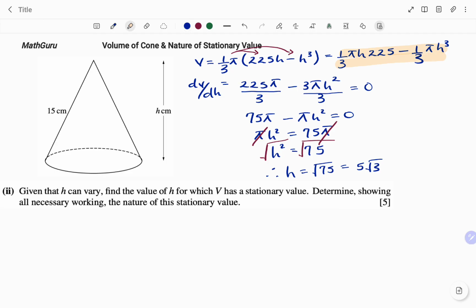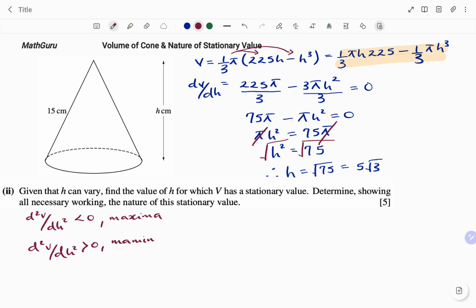Now for the next part of the question, I'm to determine, showing all necessary working, the nature of this stationary value. In order to determine the nature of stationary value, I need to find my second derivative. If my d squared V over dh squared is less than 0 or negative, then I'm going to say that is a maximum. And if my second derivative is greater than 0, then I say that will be a minimum.